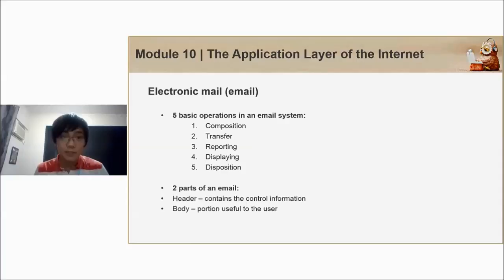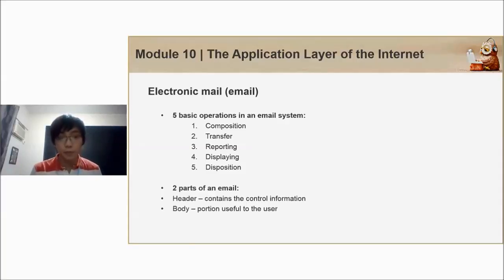So we have 5 basic operations in the email system. Composition, which is the creation of the email. Transfer is the sending. Reporting is the status. Displaying is the viewing. Disposition is the post-processing in a way. It's the saving and forwarding, etc.